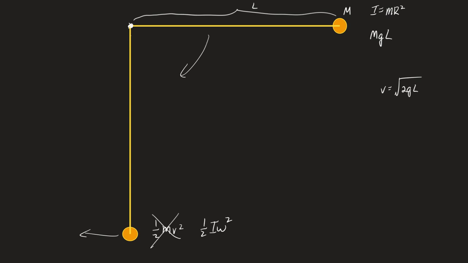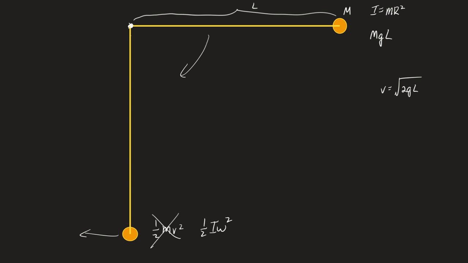All right, should be done by now. So Hrishi, what do you got for omega? I messed up, but I think it's square root of 2g over L. Square root of 2g over L. Anybody concur? Too many people don't know.